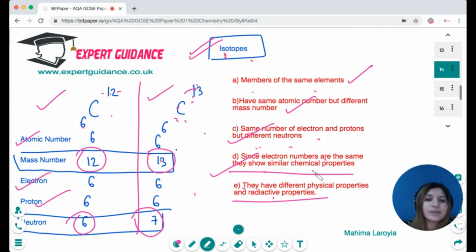Why are the chemical properties the same? Because the electron number is the same, and for a chemical reaction, it is the electrons that take part. Okay, so I hope the concept of isotopes is clear to you. Now, this is all you need to do in this topic.